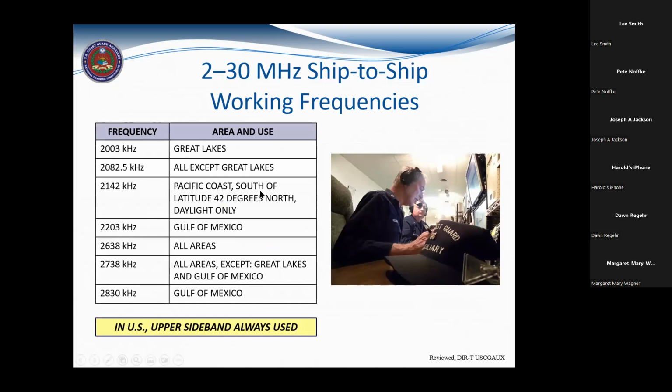When you shift off of 2182 for the HF frequencies, you need to find an appropriate frequency for the vicinity that you're operating and the type of traffic that you're going to have. The one that keeps showing up in the homework, as if we all had HF radios, what is a frequency that you can use in all areas? 2638.